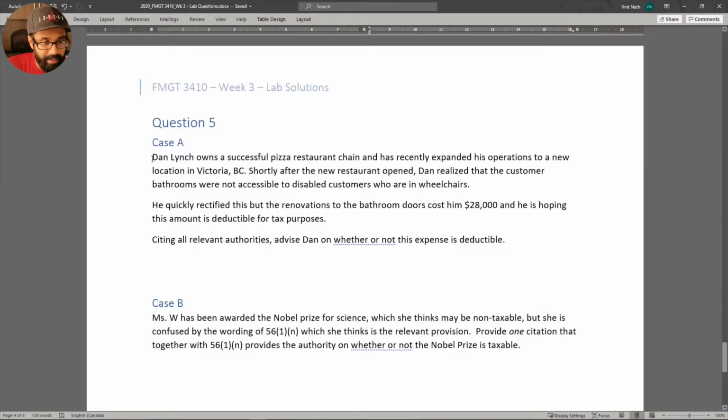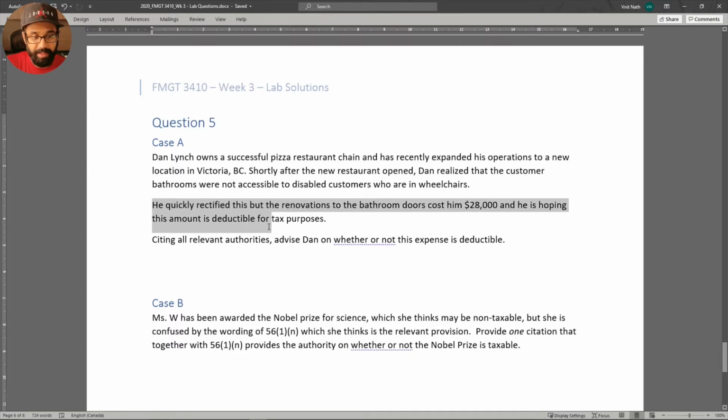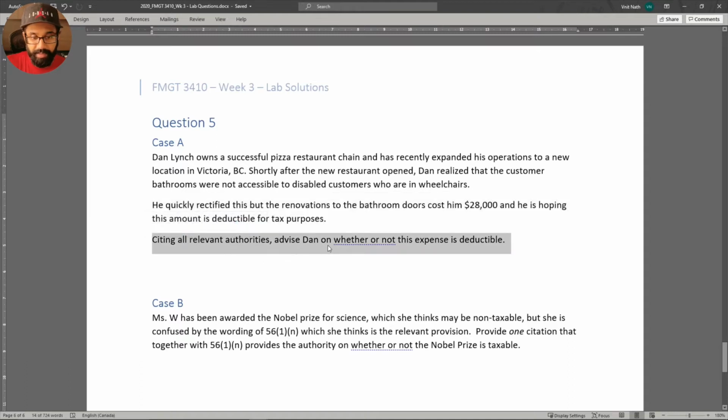Let's look at Lab 2, Question 5. Case A talks about Dan Lynch, who owns a successful pizza restaurant chain and has recently expanded his operations to a new location in Victoria, BC. Shortly after the new restaurant opened, Dan realized that the customer bathrooms were not accessible to disabled customers who are in wheelchairs. He quickly rectified this, but the renovations to the bathroom doors cost him $28,000, and he is hoping this amount is deductible for tax purposes. Citing all relevant authorities, advise Dan on whether or not this expense is deductible.